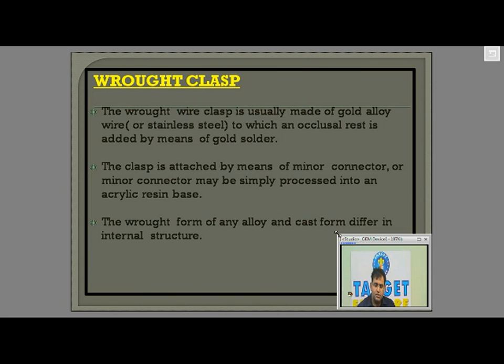So the first question was that Rottweiler clasp is indicated in. So as you all know, the Rottweiler clasp is a combination clasp.